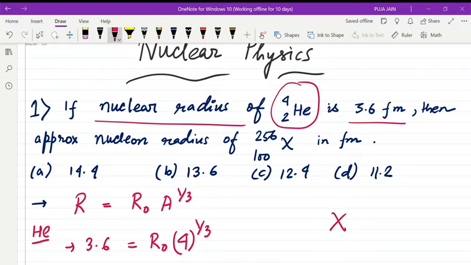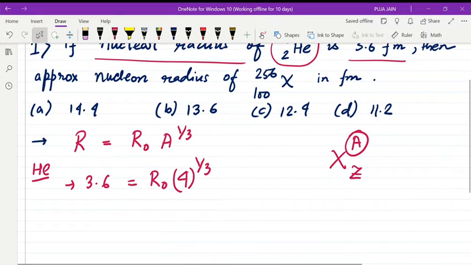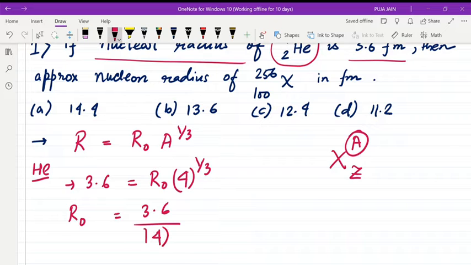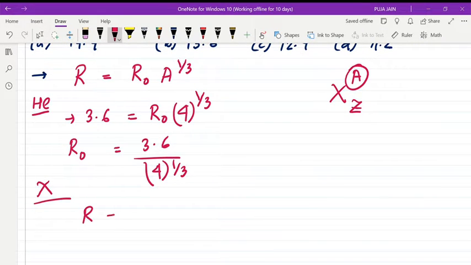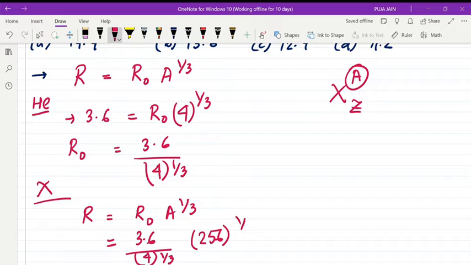For any compound, suppose a compound X, A is the mass number and Z is the atomic number. Okay, so here A is 4. So R naught is what? 3.6 by 4 to the power 1/3. Okay, now for the compound X, R is equals to R naught a to the power 1/3. R we need to find out. R naught is 3.6 by 4 to the power 1/3. A for compound X is 256, 4 to the power 1/3.